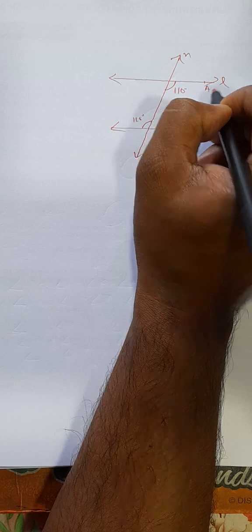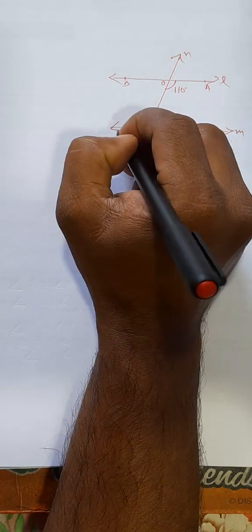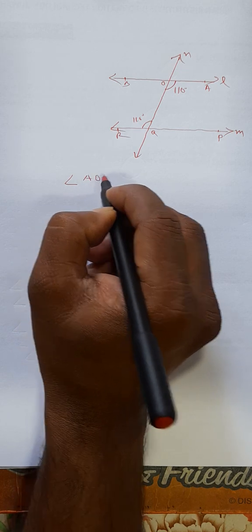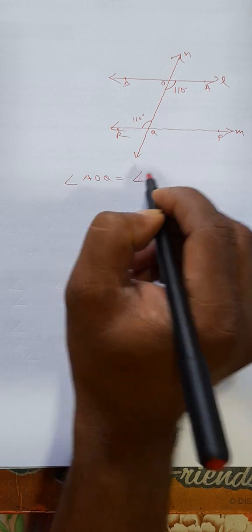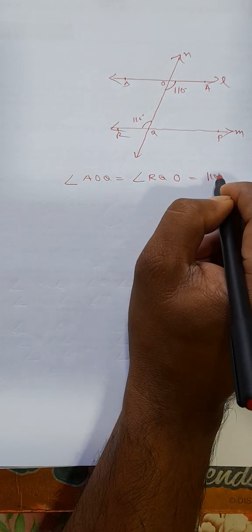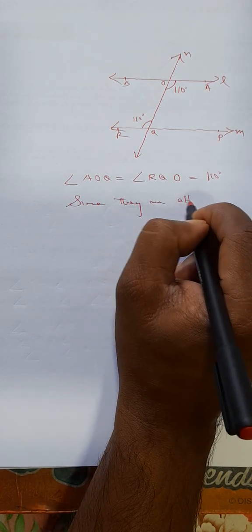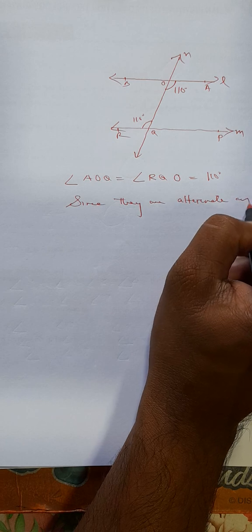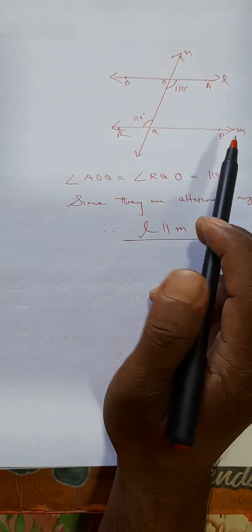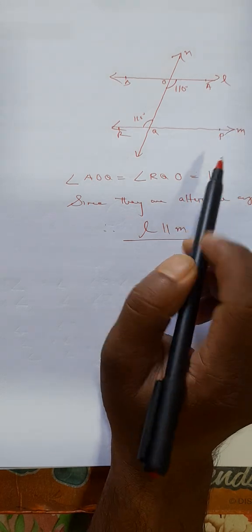Let us denote this like A, O, B, P, Q, R. Now angle AOQ equal to angle RQO equal to 110 degrees. Since they are alternate angles, therefore L is parallel to M. That means if one pair of alternate angles are equal, then it is enough to say L is parallel to M.